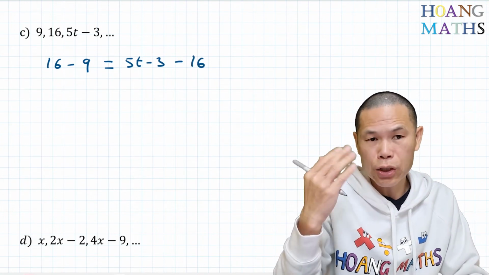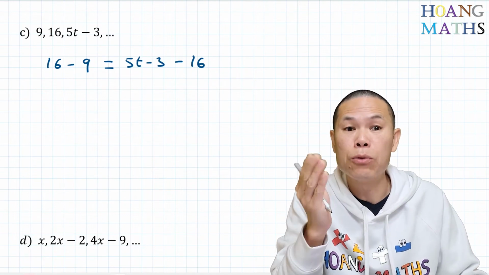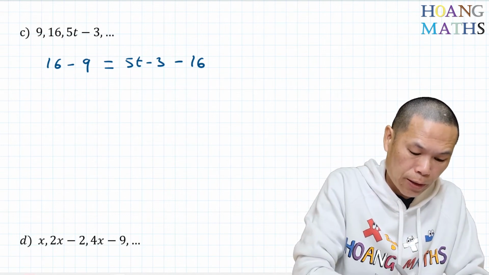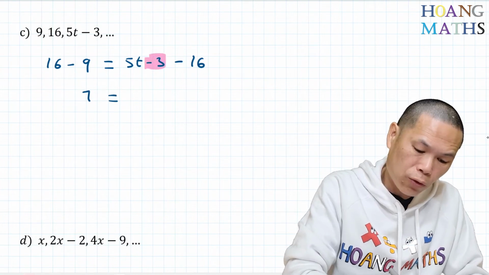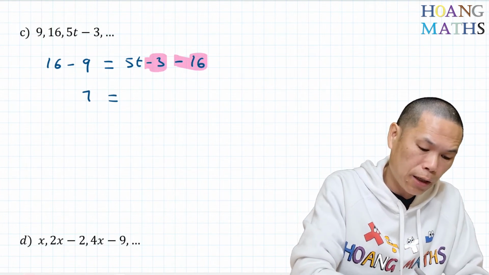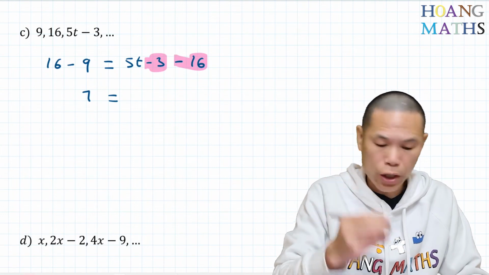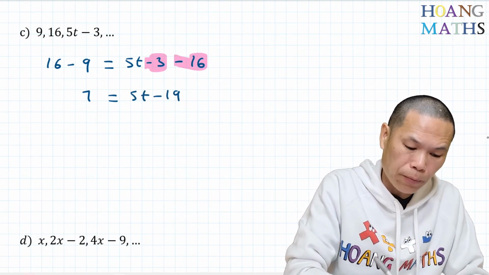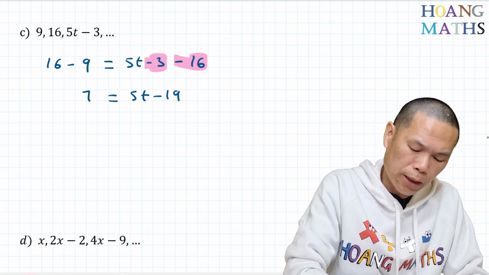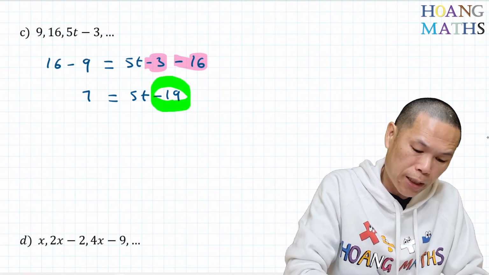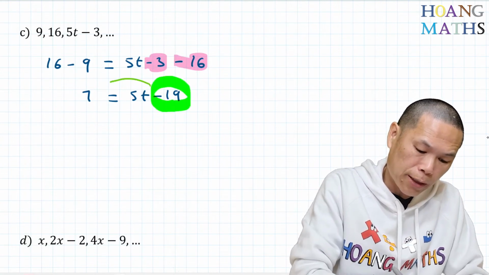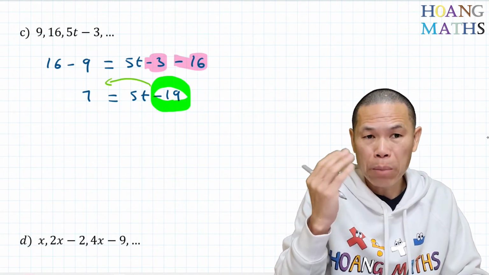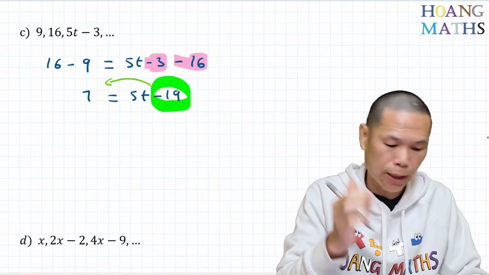Term 3 minus term 2 is exactly the same as term 2 minus term 1. So 16 minus 9 is 7. And negative 3 minus 16 gives me negative 19. So 5t minus 19. So what I do now is use this negative 19 here and move it to this side, and it becomes plus 19. So 7 plus 19 should give me 26.